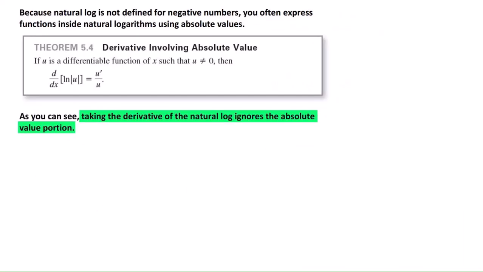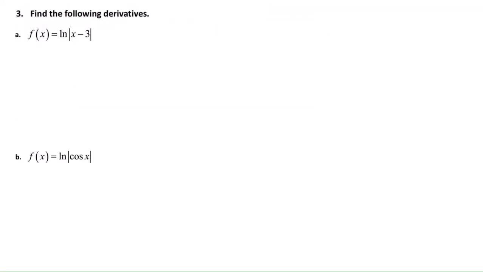A lot of times when we're doing natural logs, we're going to be using absolute values because the natural log function is not defined for negative values. Looking at theorem 5.4, it shows us that if I take the natural log of an absolute value of a function and find the derivative, it's just u prime over u, which is what it was before we put the absolute value symbols there. So natural log pretty much ignores that absolute value. Let's put this into practice a little bit.